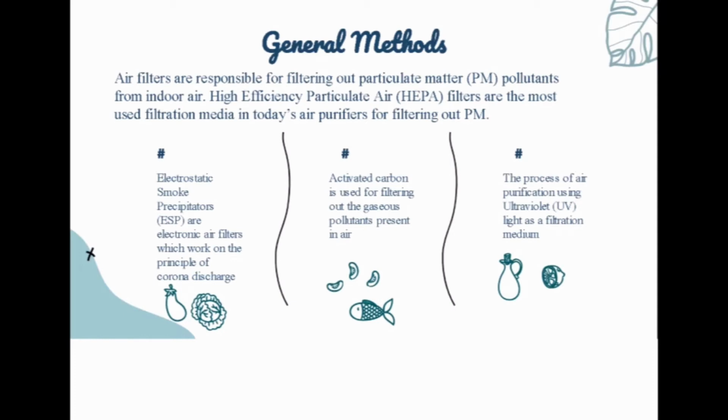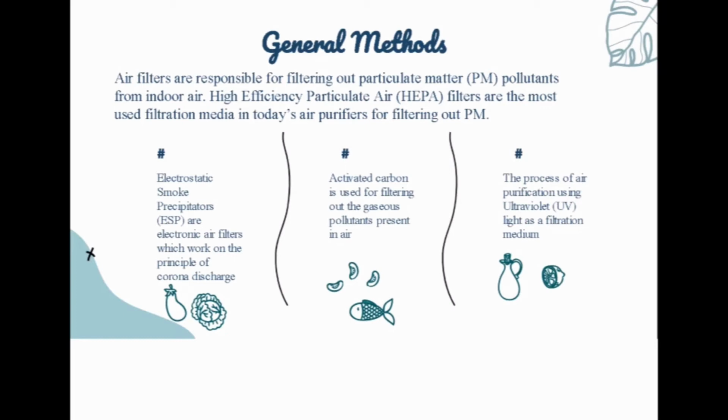PM. Furthermore, the electrostatic precipitators (ESP) are electronic air filters which work on the principle of corona discharge. Besides that, activated carbon is used for filtering out the gaseous pollutants present in air. Then, the process of air purification using ultraviolet light as a filtration medium.